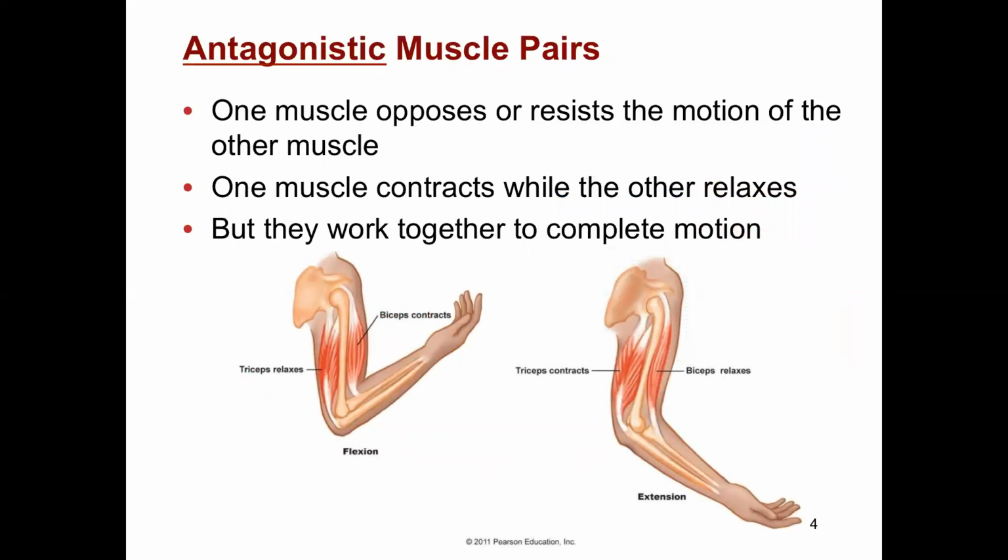And then we have our muscle pairs. Antagonistic pairs are ones that are completing a motion, but they're taking turns in their contraction and relaxation. So one muscle is going to oppose or resist the motion of the other muscle, but they have to work together. A good example would be the triceps and the biceps, right? When the biceps is contracting, the triceps must relax. But then to put the arm back to the starting position, the triceps has to contract and the biceps relaxes. So these are working together to do this full motion, but they are contracting in turn. So that would be antagonistic.